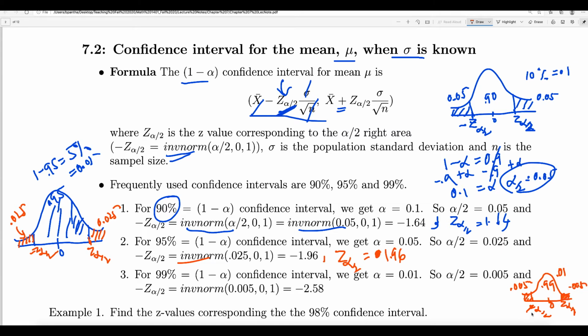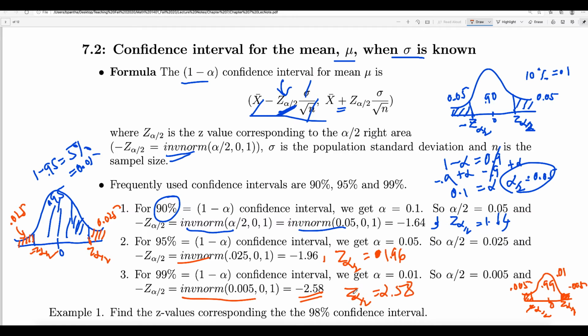Now, to find out negative z alpha half, what do you do? Inverse norm and then the left area, 0.005, and then 0, 1. That's what you do: inverse norm 0.005, 0, 1. You will get negative 2.58. So the right side, z alpha half positive, will be 2.58. That's what you get. Okay, guys.